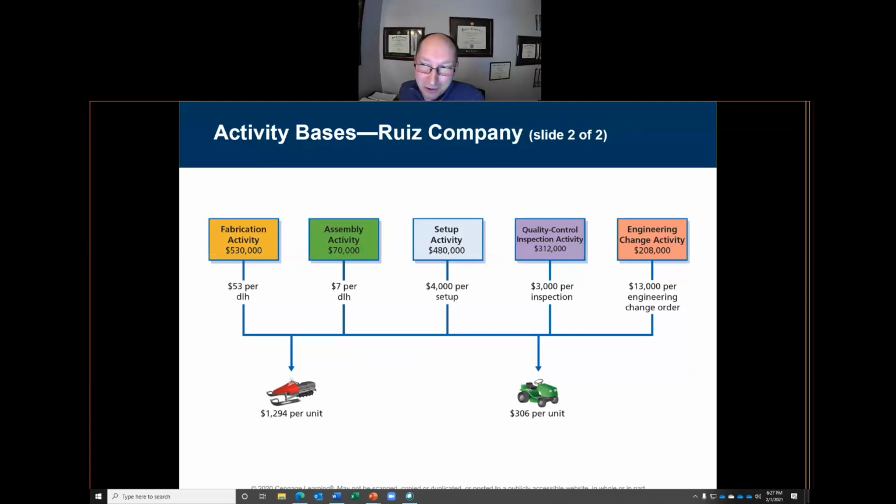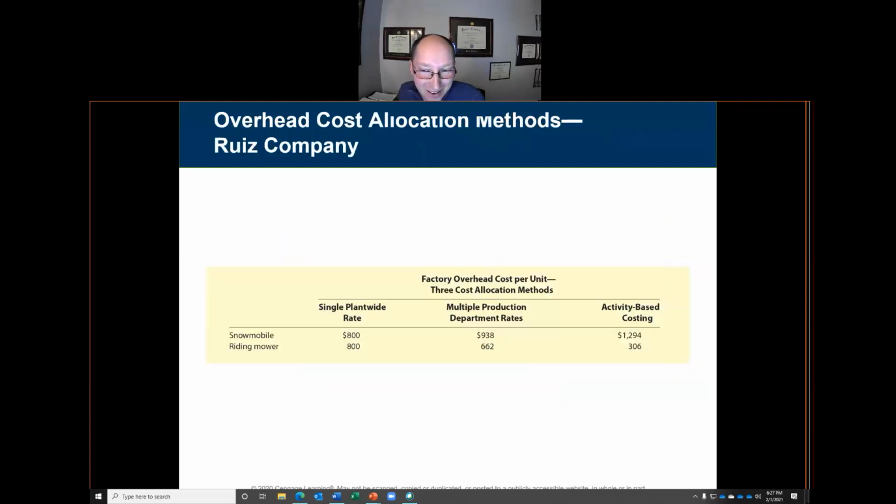Exactly. Sometimes these graphical representations are a little confusing, but yeah.